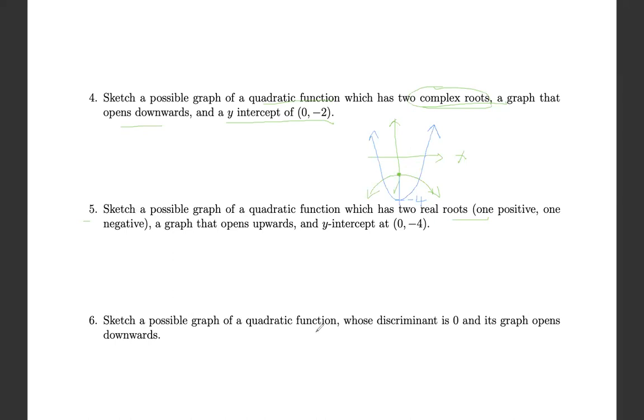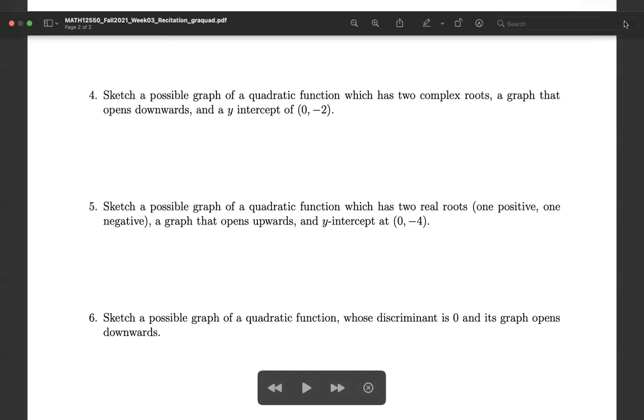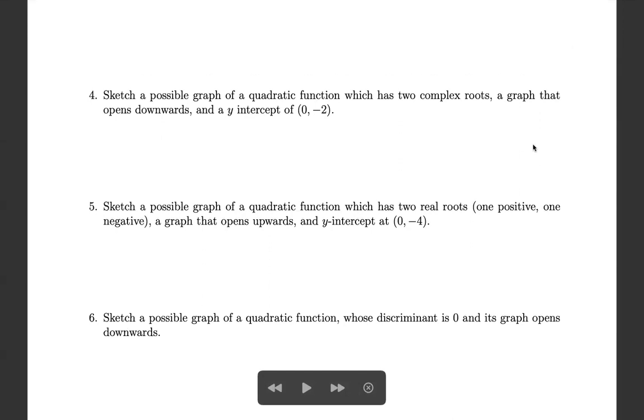6, sketch a possible graph of a quadratic function whose determinant is 0 and its graph opens downward. When the determinant is 0, it touches the x-axis. So, and opens downwards means this. I can draw one like this. Because when the determinant is 0, I only have one real root, which means the graph touches the x-axis at one point. So that's it. That's all 6 questions for recitation worksheet 3. Okay.